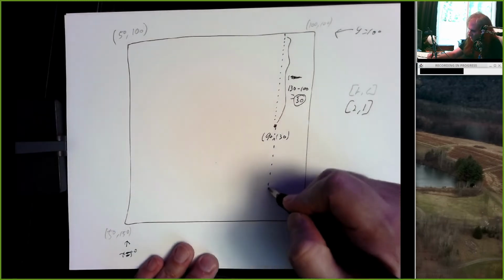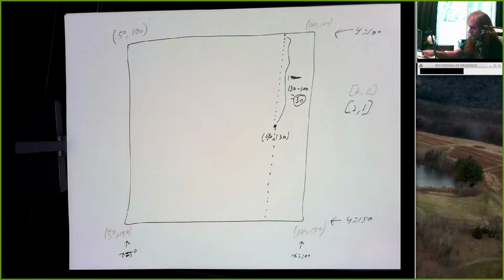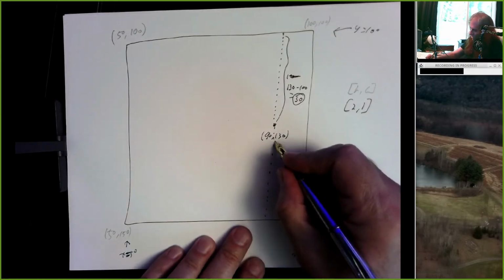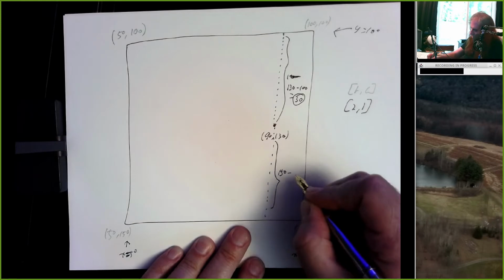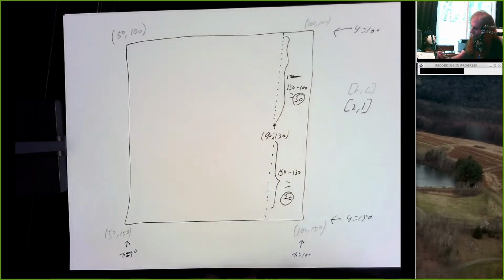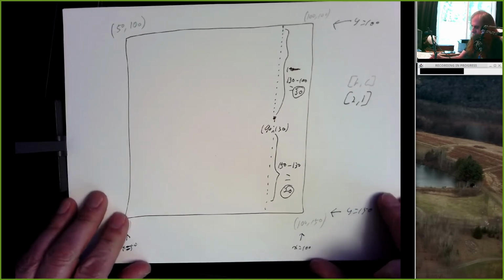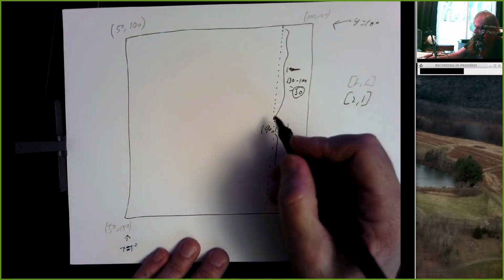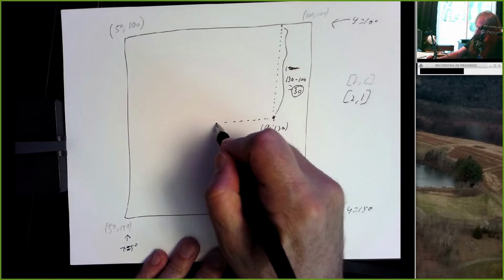Distance to the bottom is going to be the Y value at the bottom minus the Y value of the point. That's 20. And so you just do all 4 of these calculations.